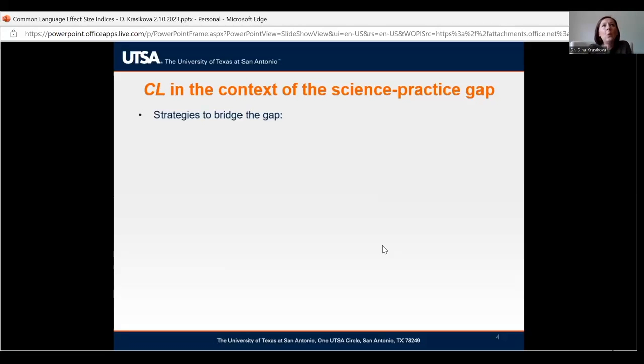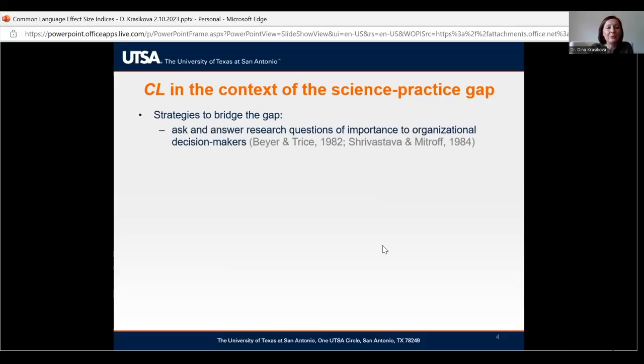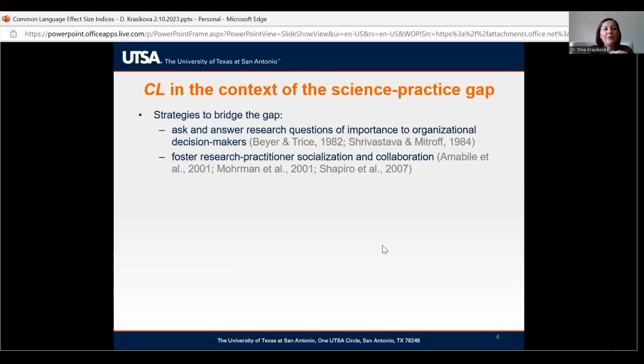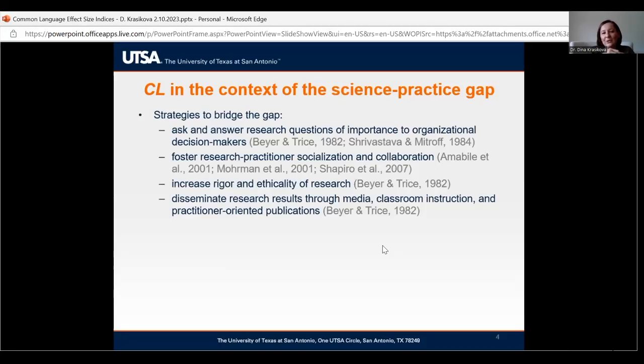So we're all well aware of the gap between science and practice. And there have been lots of strategies proposed that we can use to bridge this gap. This is just a quick summary of the strategies. Increase the relevance of research that we're doing by asking and answering questions that actually matter to organizations. Foster collaboration and socialization between researchers and practitioners. Increase the trustworthiness of our research by improving its rigor and ethicality. Disseminate research results through media, classroom instruction, and all other means.